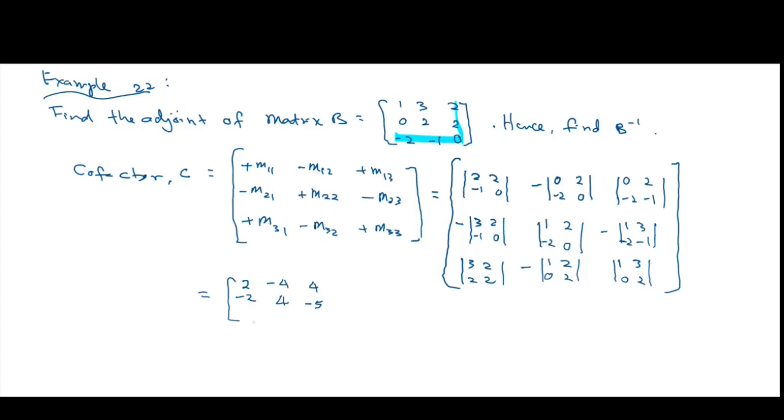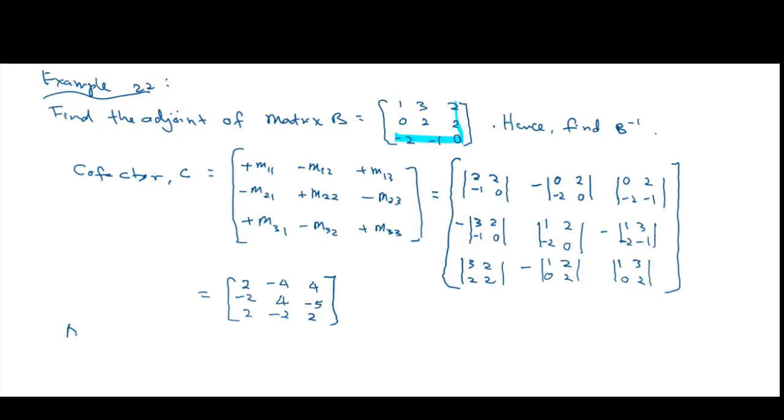Next element will be 6 minus 4. 6 minus 4 is 2. And the next one is 2 minus 0. 2, but we have negative outside. The last element will be 2 minus 0. 2 minus 0 is 2. So this is the cofactor of matrix B.